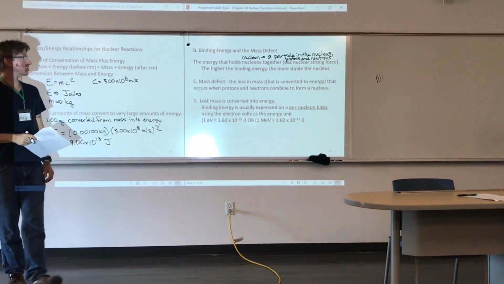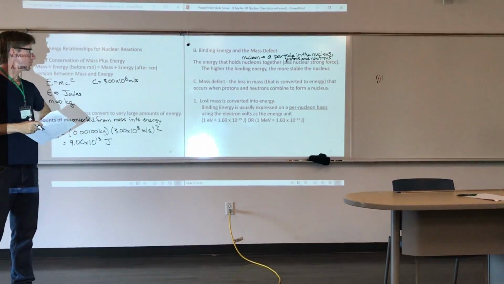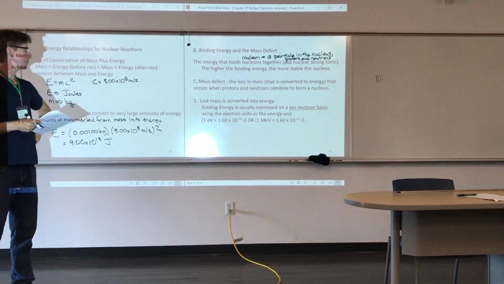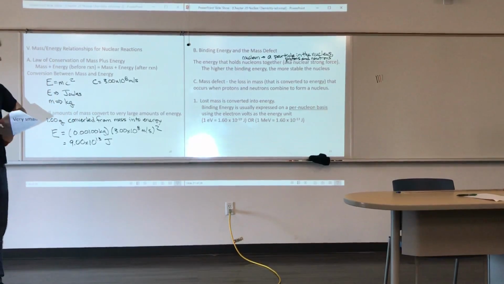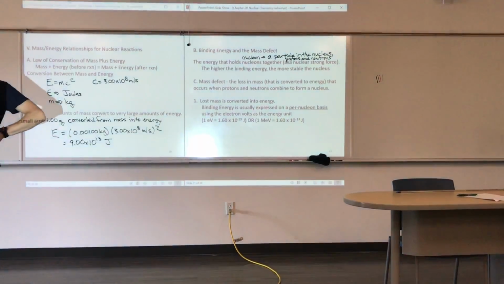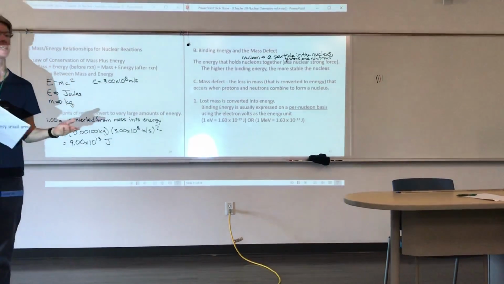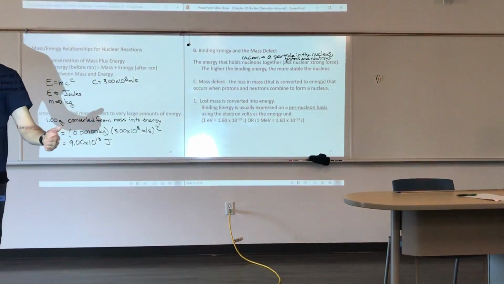And the energy that holds those nucleons together is called the nuclear strong force. The higher the binding energy, the more stable the nucleus. The mass effect is the loss in mass that is converted to energy that occurs when protons and neutrons combine to form a nucleus. So, lost mass is converted into energy. Binding energy is usually expressed on a per nucleon basis using electron volts as the energy unit. This is not something that I am that worried about, meaning on a per nucleon basis. I'm mostly interested in getting across the point that there's lots of energy in these reactions.